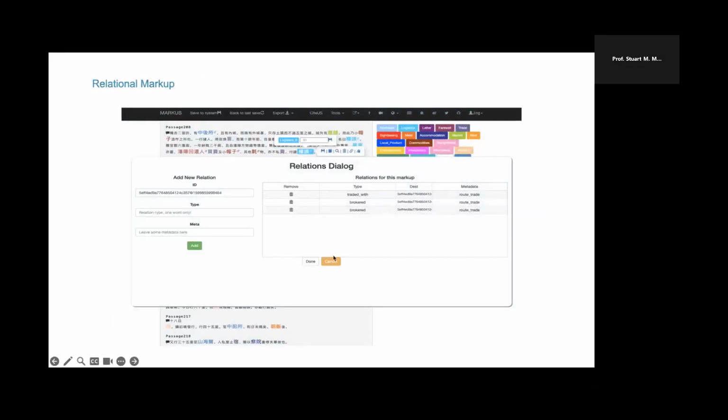Then I use the relational markup function in MARKUS to input these relations. And in the interface, there's also a small column called metadata. This is not automatic by the system; it's manually input by me. So I also set different trade types here. In this example, we can see I put root trade, but there are also smuggling and border trade, and one is Beijing trade, because there are also lots of activities conducted in Beijing.